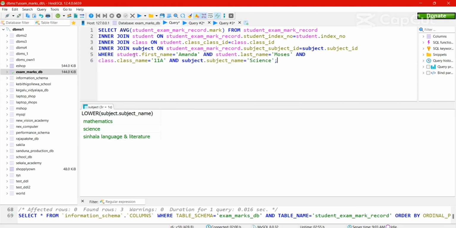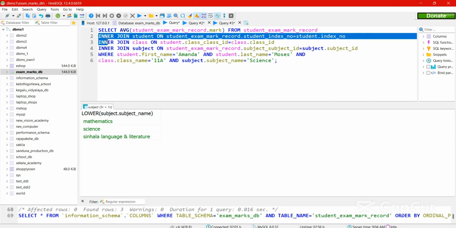So guys, this is the query for the final question. If you come to the first line, you can see here we have used the keyword called AVG. This keyword helps us to find out the average of the parameter we have given here. In this case, we have given the parameter as the mark, because we need to find out the average of the particular student's mark. We studied about this keyword in the previous video as well. If you didn't watch that, you can watch that by clicking the link above.